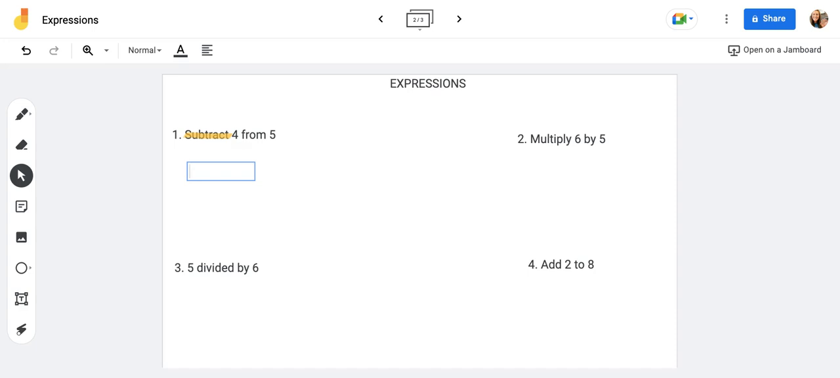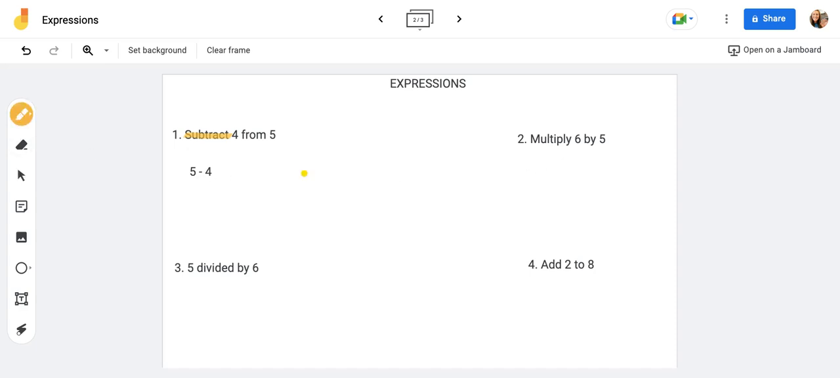Which number is going to come first there? Should I write the 4 first, or should I write the 5 first? If you said I needed to write the 5 first, then you're correct, because if I need to take 4 from 5, then I have to start with my 5 and take the 4 away. So that expression would look like that. And remember, when we write expressions, they do not include equal signs. So my expression is just 5 minus 4.